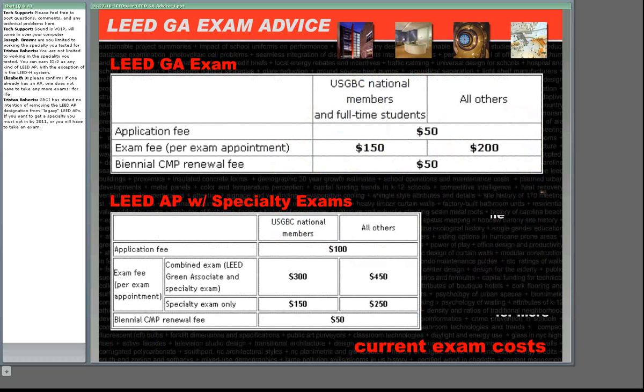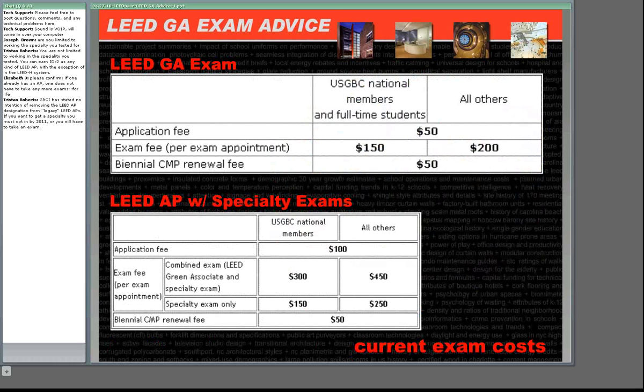Obviously, there are costs associated with taking this exam. It used to just be you paid for the test and that was it. Now, as I mentioned, there are application requirements, so there's an application fee. It's $50 for everyone for the LEED GA exam. The exam fee itself ranges from $150 to $200 depending on whether or not you are a USGBC national member, company, employee, or not.